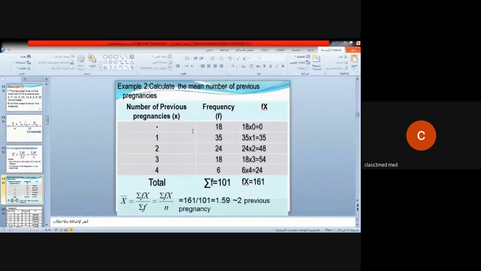So in this table, as you see, 18 of the women had no previous pregnancy, 35 had one previous pregnancy, 24 had two previous pregnancies, 18 had three previous pregnancies, and 6 had 4 previous pregnancies. So from the table, this variable is a quantitative discrete variable. Total sample size 101, and this is the table.